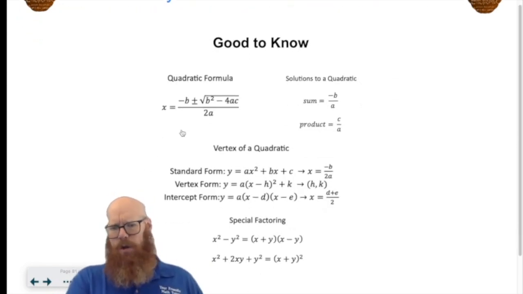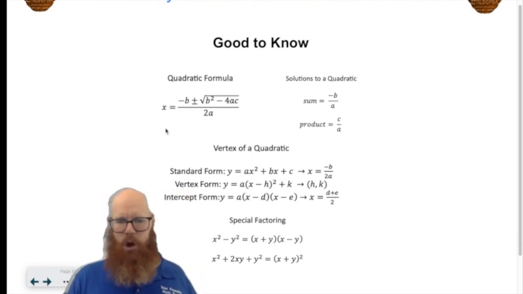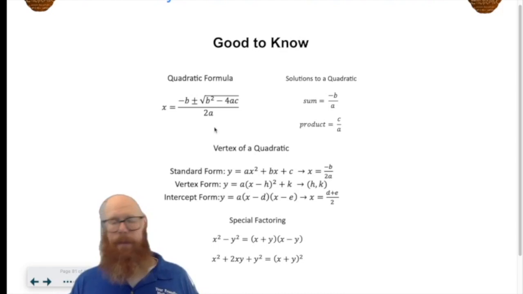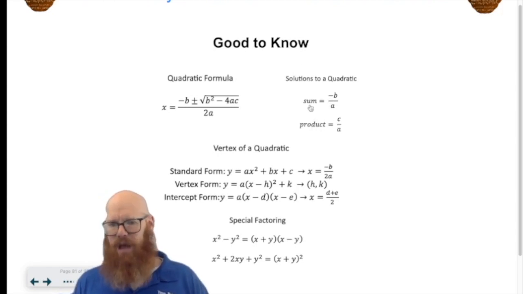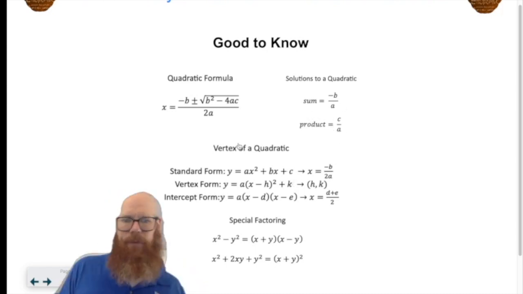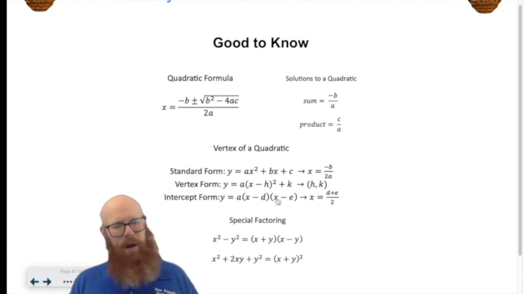So to do a quick recap, the quadratic formula, you're going to use that when things don't factor. You can use completing the square, but if you don't remember completing the square, you definitely should know the quadratic formula. If they want the sum or the product of the solutions to a quadratic, instead of finding them individually and then doing the sum or the product, it's a lot easier just to know these formulas. For the vertex of a quadratic, you should never have to change between forms, because that just takes time.